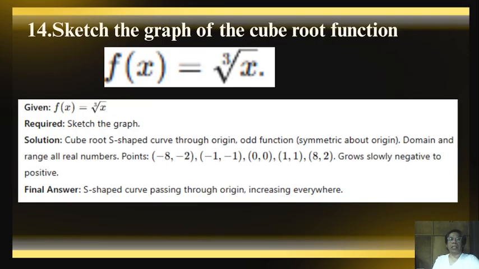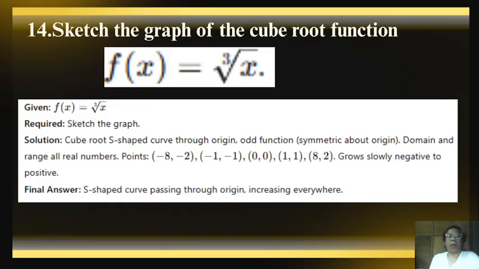Number 14. Sketch the graph of the cube root function. A function of x equal to the cube root of x. So we're given a function of x equals the cube root of x. We are required to sketch the graph. So solution: the cube root is an S-shaped curve through the origin. It is an odd function, with symmetry about the origin, and domain and range all real numbers.